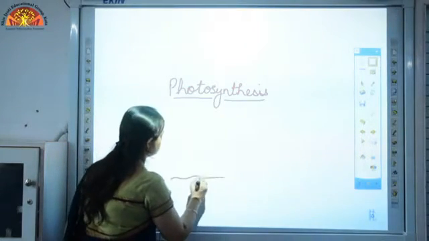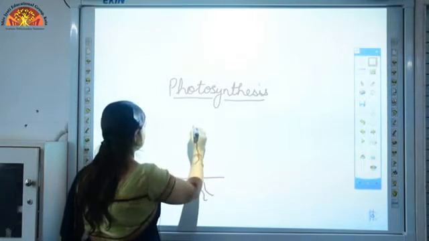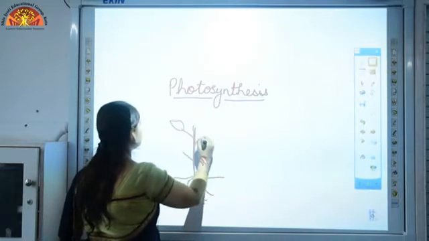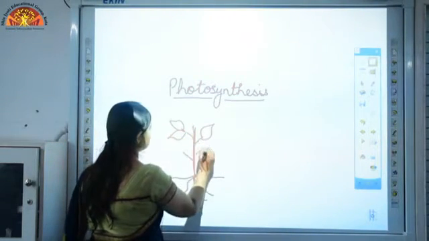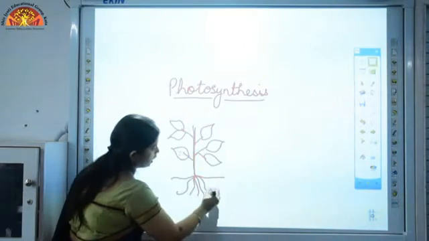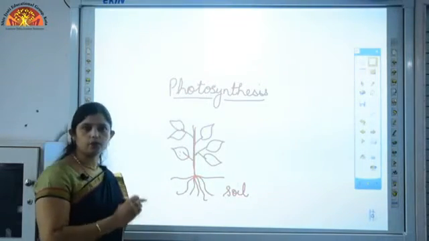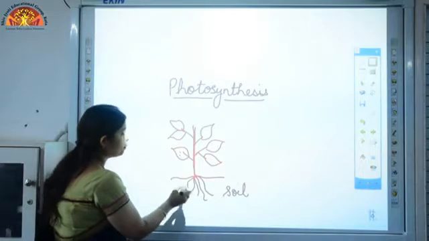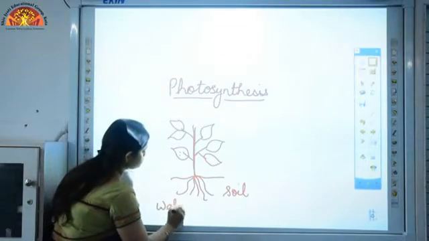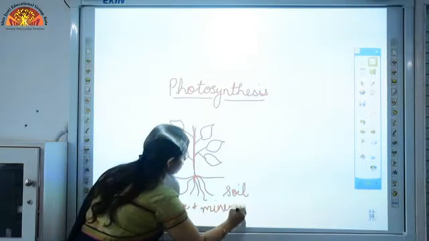So children, these are the roots of a plant. Then this is the stem, and from the stem there are several branches, leaves and flowers. Now you see, the plant grows in soil. This part is the soil below the ground. During the process of photosynthesis, what happens? First of all, plants take water and minerals from the soil. Here water and minerals are present in the soil.